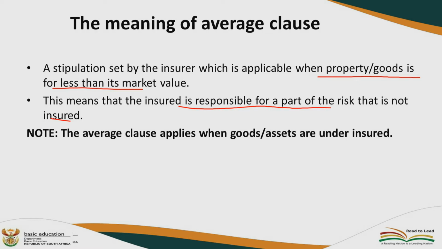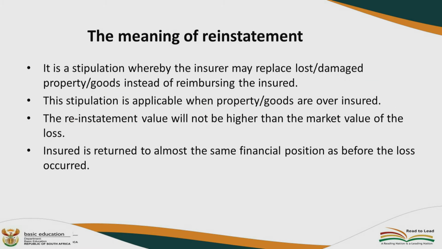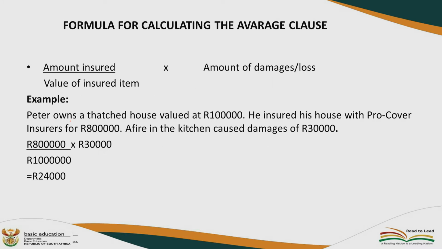So let us look at how insurance companies calculate the average clause. This is how they calculate the average clause. It is the amount insured divided by the value of the insured item, the formula, times the amount of damage.